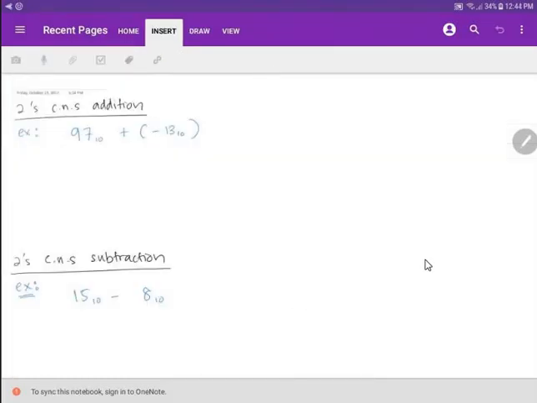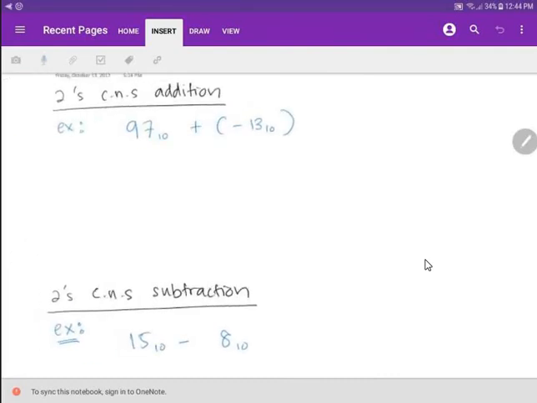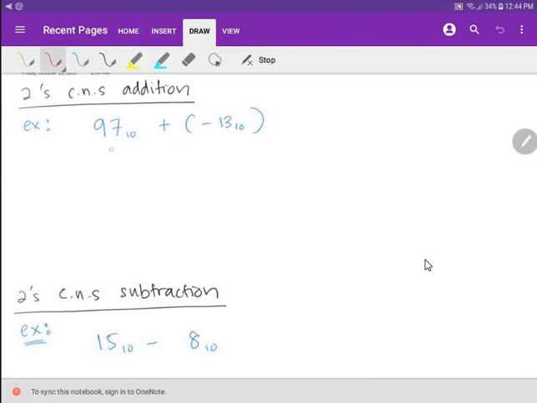So we are going to continue with another example. So we have another example here, 97 plus negative 13. So here we have something different. So again the same method is what? We write down the weightages. So I'm going to write the weightages in reverse now. 16, 8, 4, 2, 1. So memorize these weightages. It will be easier for you to do.